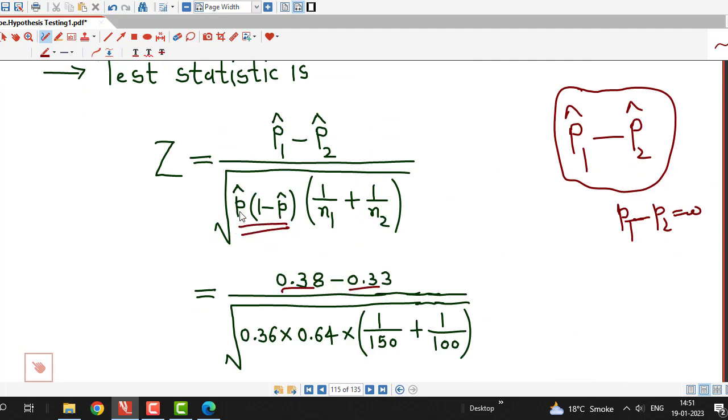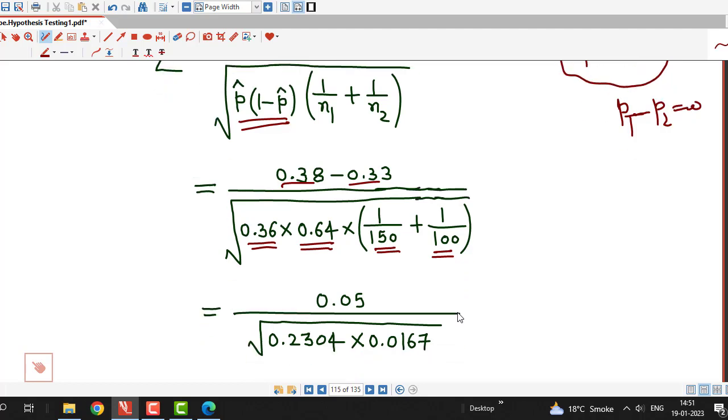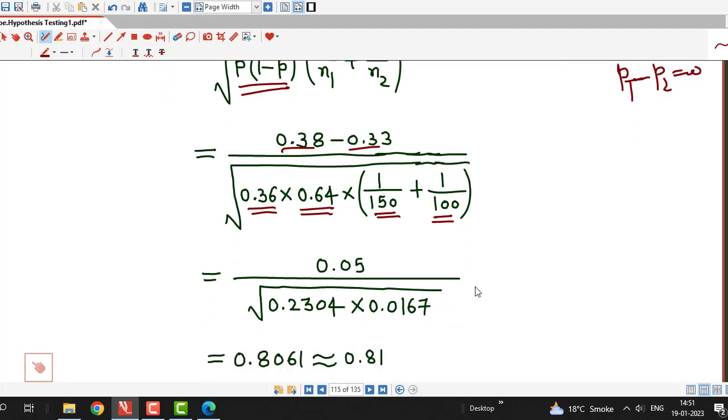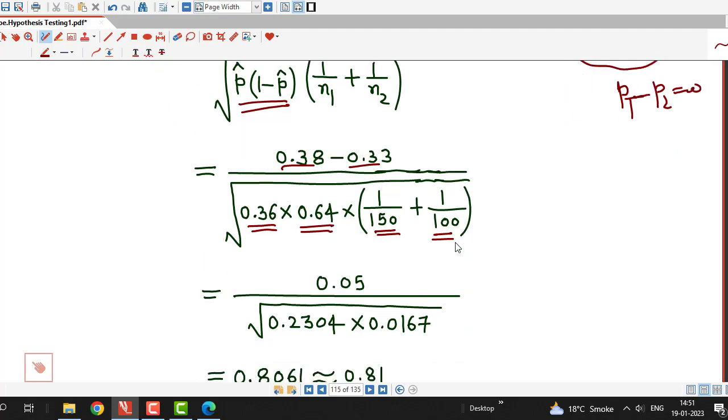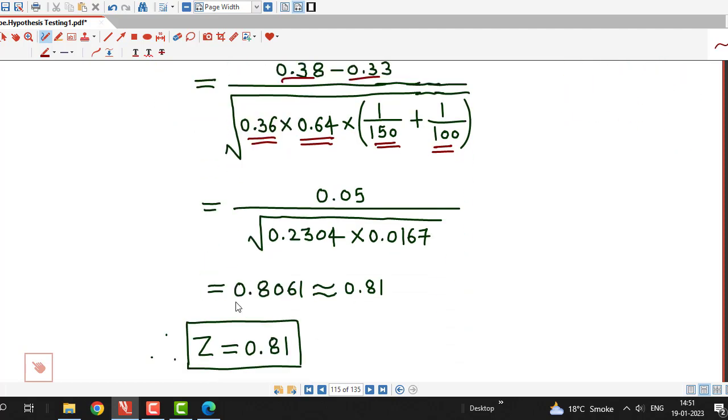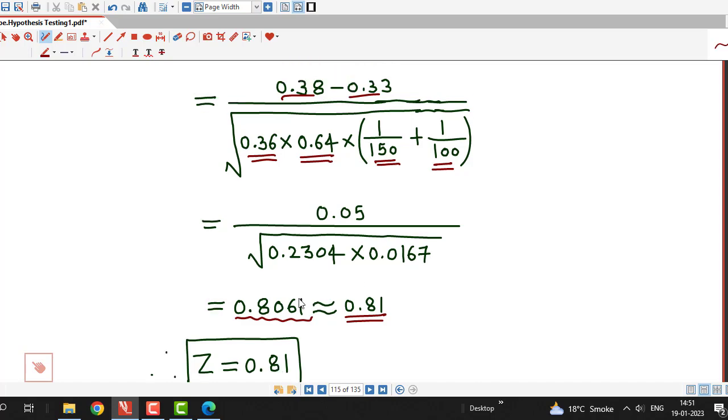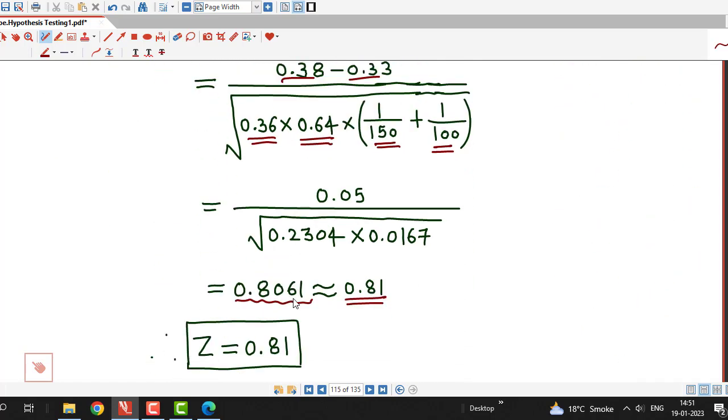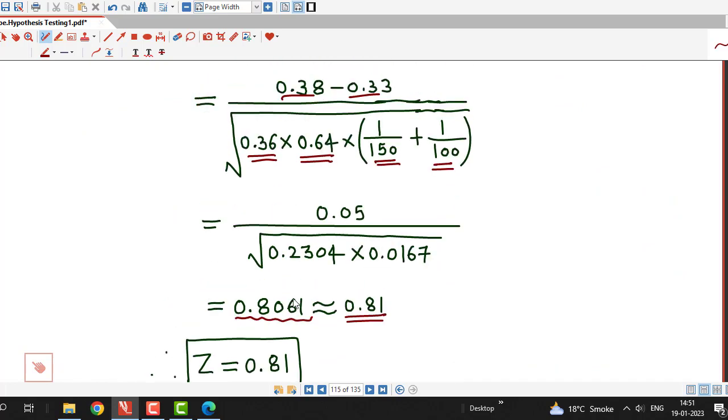This common parameter is 0.36 and 1 minus 0.36, that is 0.64. Sample size for first sample is 150, for second sample it is 100. So we use scientific calculator and we find that value of test statistic is 0.8061, and if we round off up to 2 decimal places it becomes 0.81. Now once we calculate test statistic, the next step is to decide critical regions.